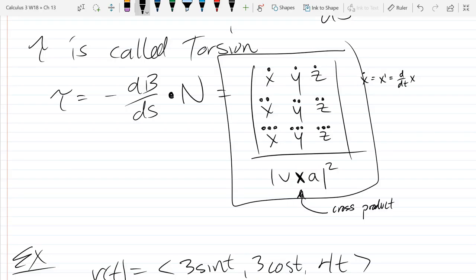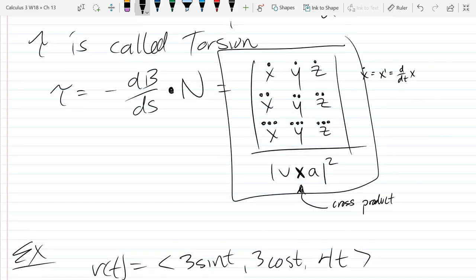Remember, these come out of the non-normalized velocity and acceleration here. So, and jerk, is that right? Velocity, acceleration, jerk. Yeah, they're not the normalized versions. So make sure you pay attention to that. So you can find torsion separately.